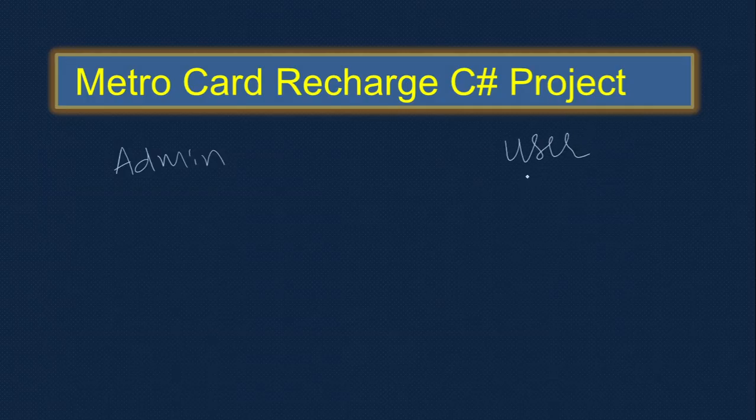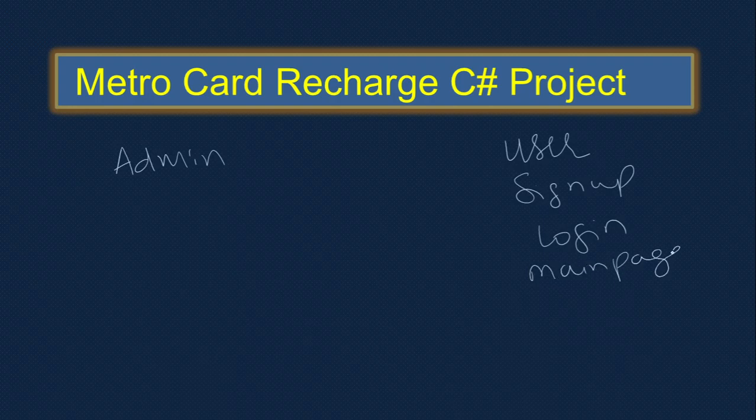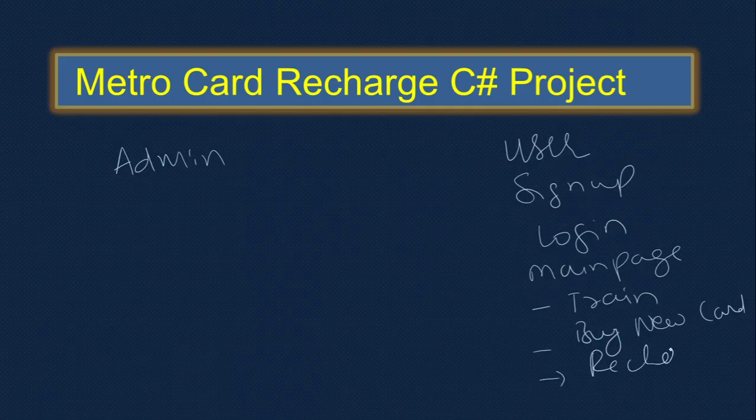In the user module, the user can sign up and then log in. They go to the main page, where they can see the train schedules or train timings, buy a new card, recharge, and check the card balance. Once you recharge, you want to check the balance, so you need to make a program for all these things on the user side.